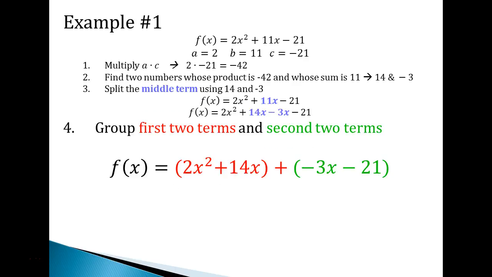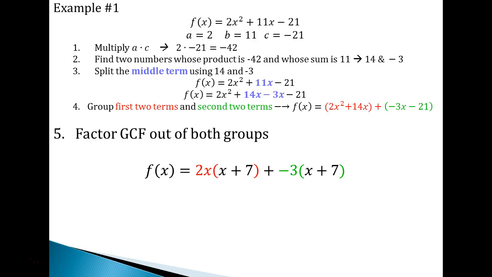Now that we have split the middle term, we will group the first two terms and the second two terms. You see, I've noted the first two terms in red and the second two terms in green. It's time now to factor out the greatest common factor from both groups. Now, 2x squared and 14x have 2x in common, so I will factor 2x out. Negative 3x and negative 21 have negative 3 in common, so I will factor out negative 3.